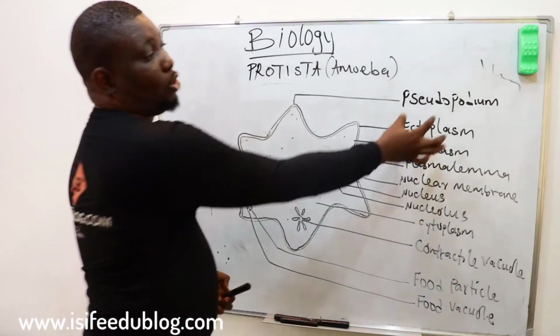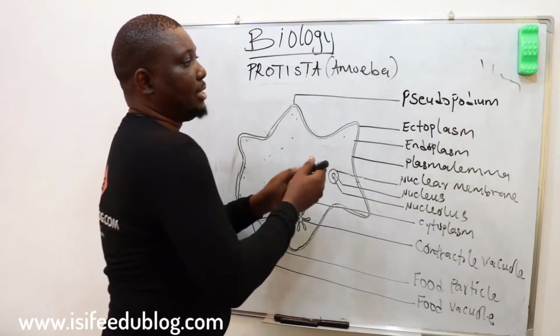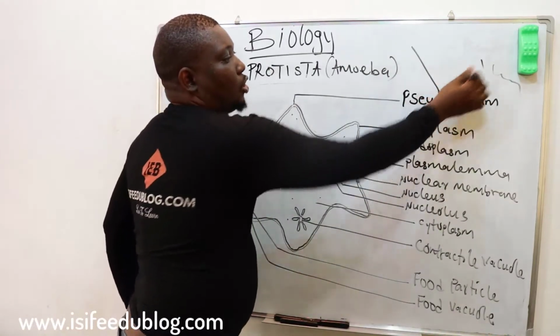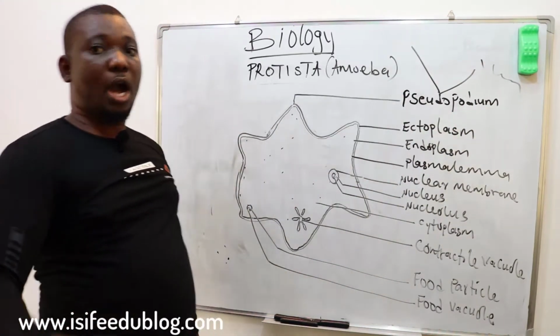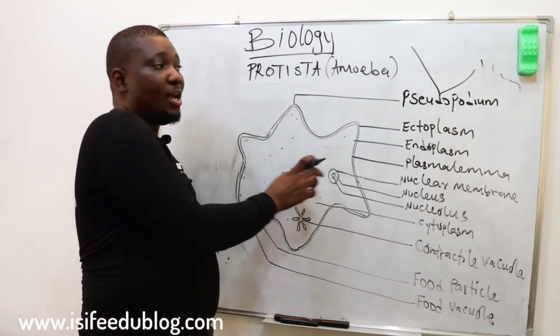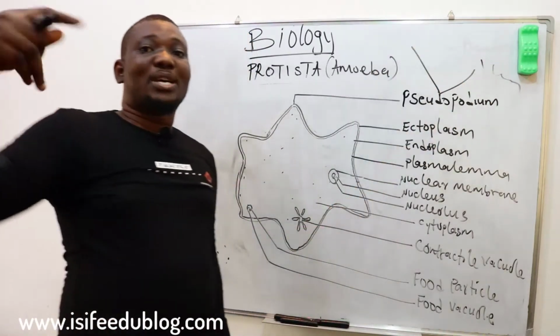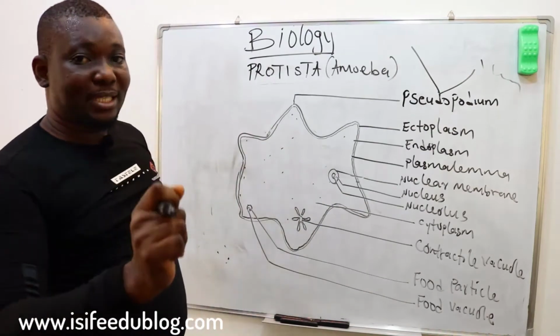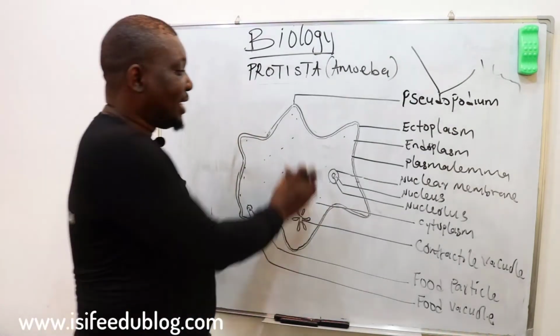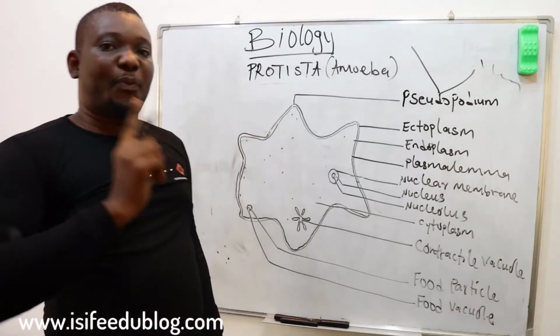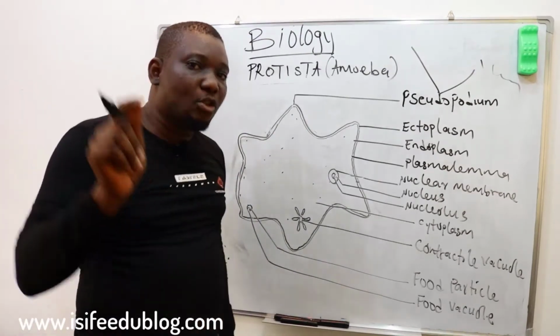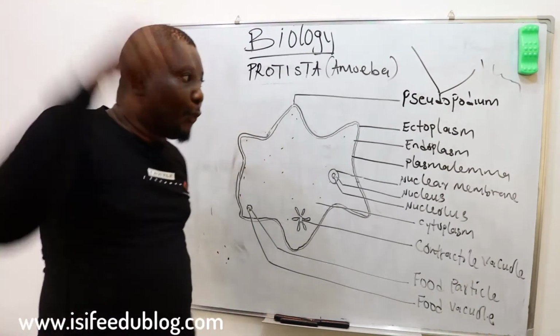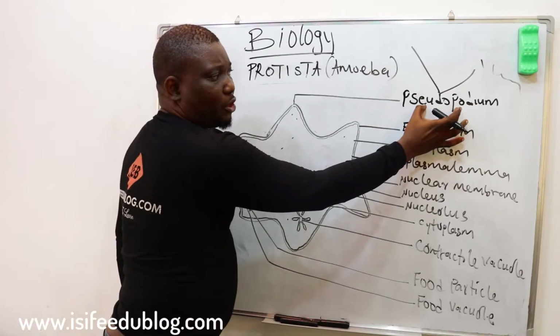So there are two things this pseudopodia does in this organism. One is to run away from danger, or to run away from predators, organisms that can endanger them. And two, to search for food. Since this organism lacks pigments for making food, this organism is purely heterotrophic. It means it depends on already made food. That is the function of a pseudopodia.